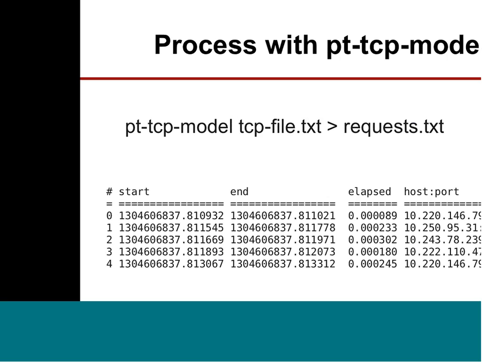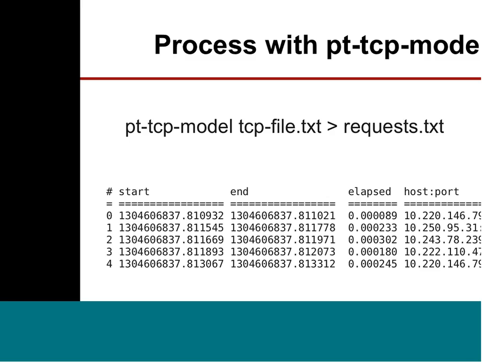So we take that TCP file.txt where I saved the output of tcpdump, and we run the pt-tcp-model tool against it and save the output again into request.txt. Now, pt-tcp-model is a tool that I wrote that's included as part of Percona Toolkit. This is open source free software. It's available at percona.com/software, and there's a whole variety of administration tools there. This is just one that's particularly focused on the type of modeling and analysis that I'm going to show you here today. And I've shown you the first few lines from the resulting request.txt file.